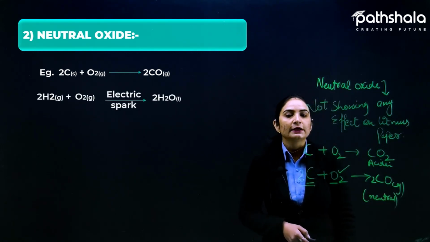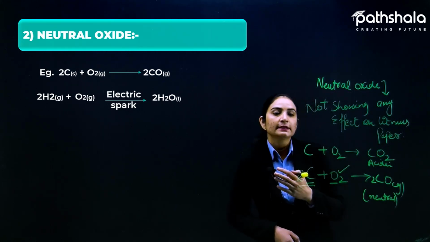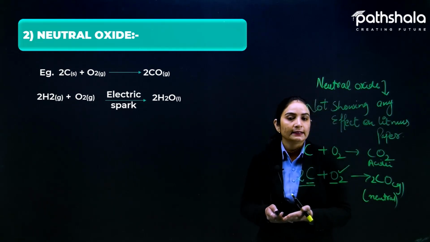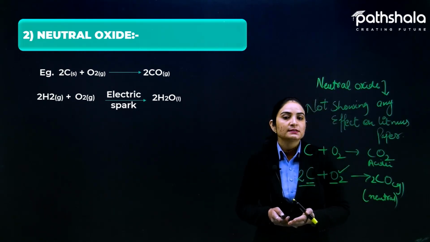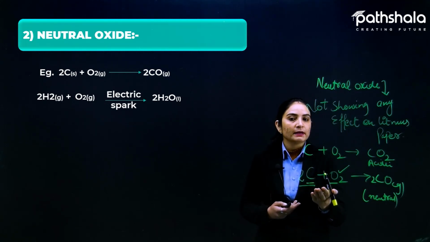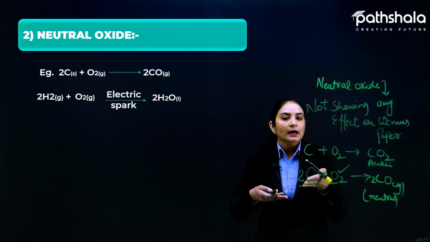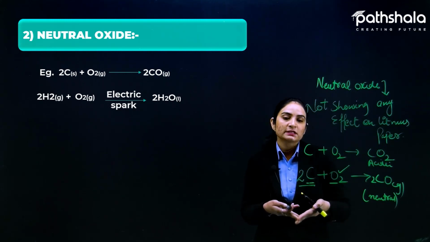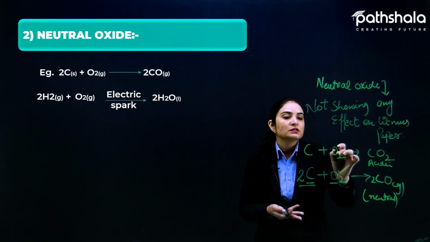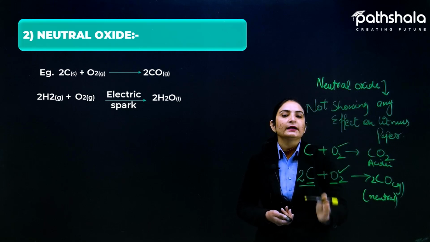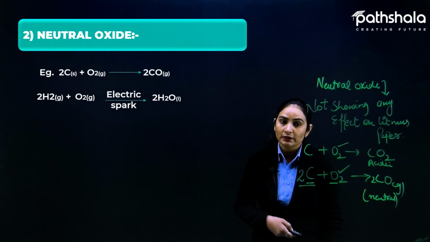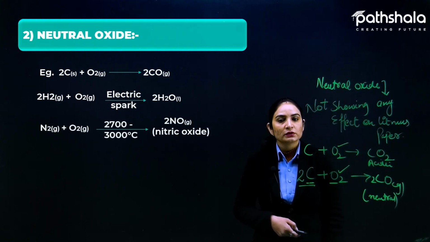Another important thing is hydrogen plus oxygen, and how the oxide is formed when hydrogen reacts with oxygen in an electric spark. We are producing water. Hydrogen is a non-metal, and we are looking at the reaction of a non-metal with oxygen. So hydrogen, when it reacts with O2 in an electric spark, produces water, and water is neutral in nature. We are all aware of this. That's why this is a neutral oxide.